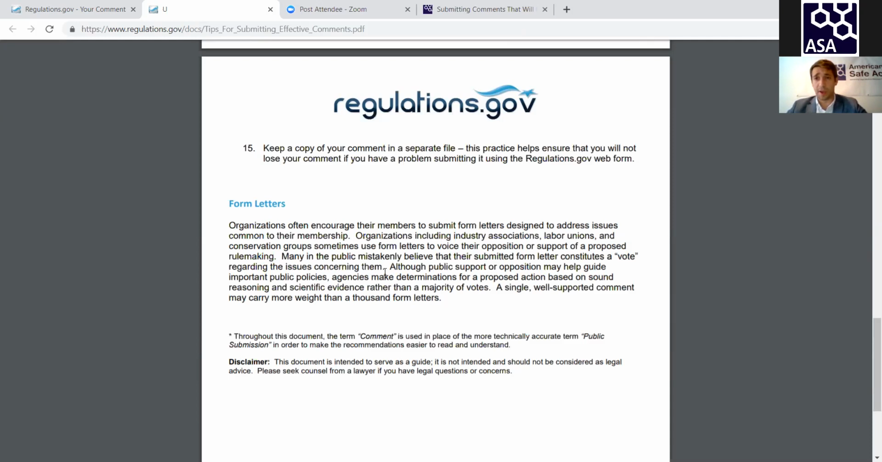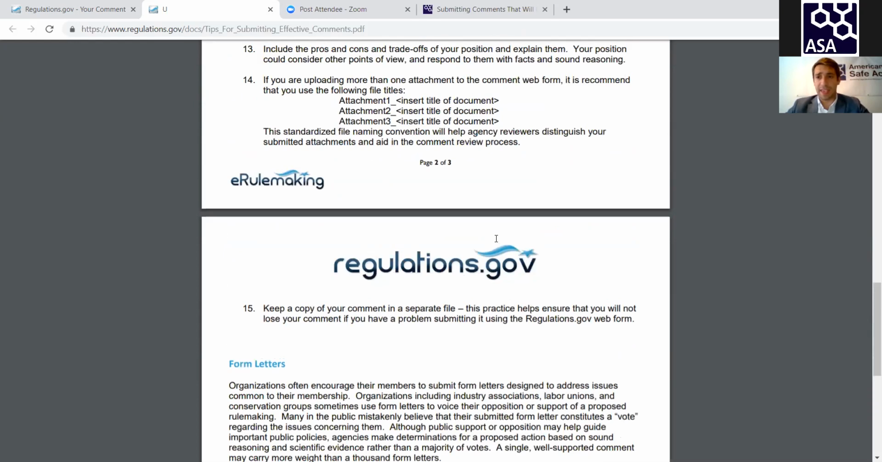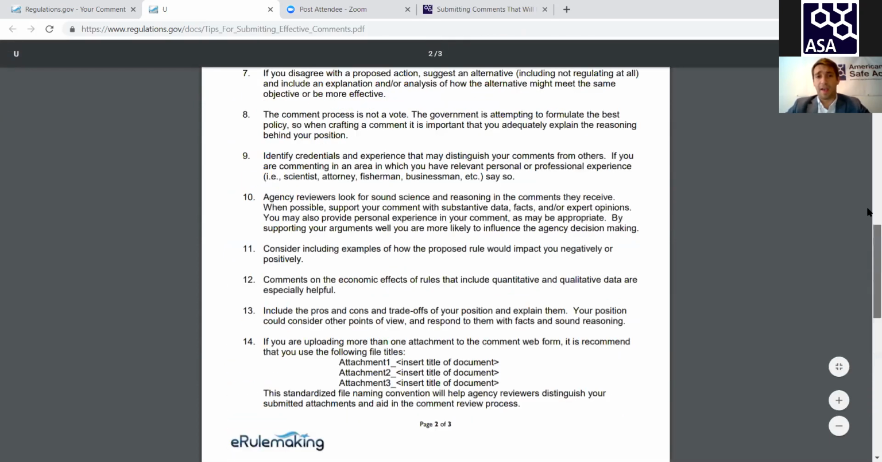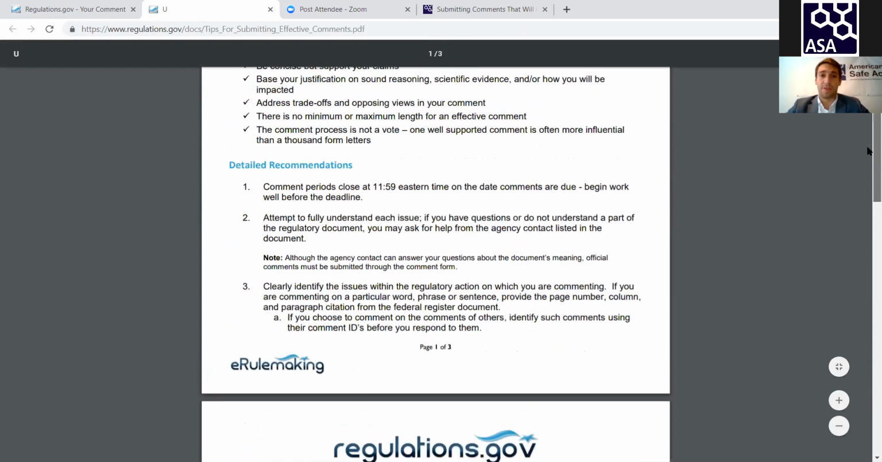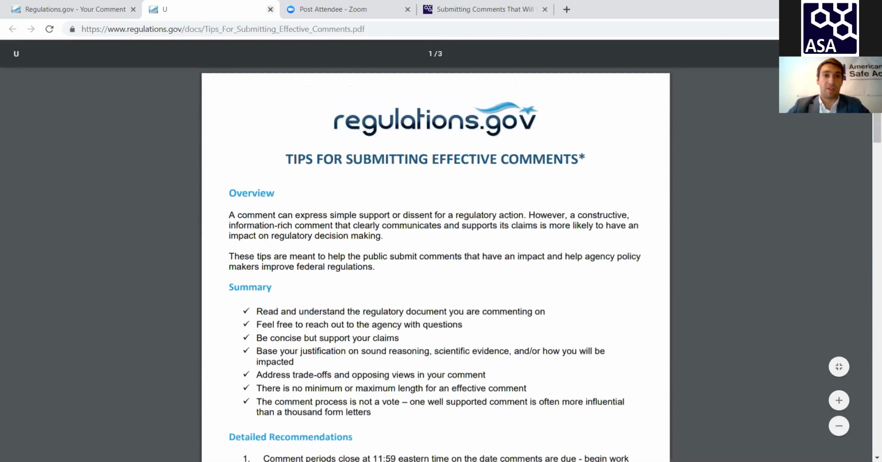It matters more so on the quality of comments rather than the quantity. So as they say right here, a single well-supported comment may carry more weight than 1,000 form letters. So we really encourage you to take some time with this and really dedicate a couple hours to craft a really well thought out, well-reasoned comment.